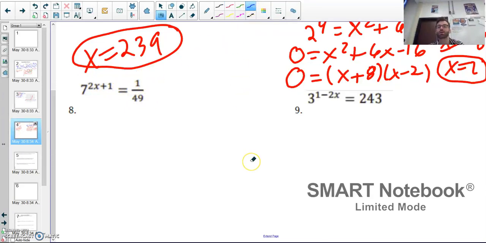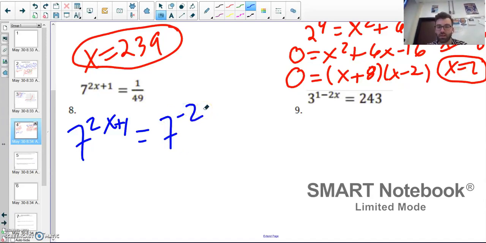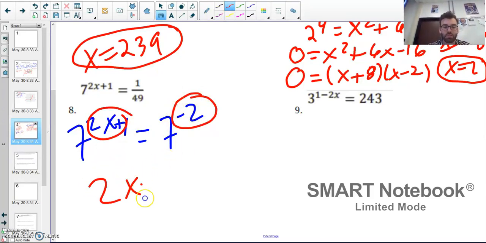Now, if I'm looking at this problem here, I know that 49 can be expressed as a power of 7. Forget about the fraction for a second. I know that 7 squared gives me 49. Well, if that's true, and remember, if I want to make this a fraction, I have to make it to the negative second. Negative exponent flips the number. So since these bases are the same, set your exponents equal. If I have a 7 and a 7, it's 2x plus 1 equals -2. And you can do it from there.